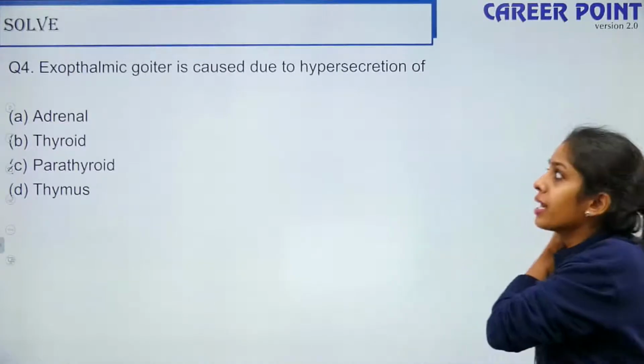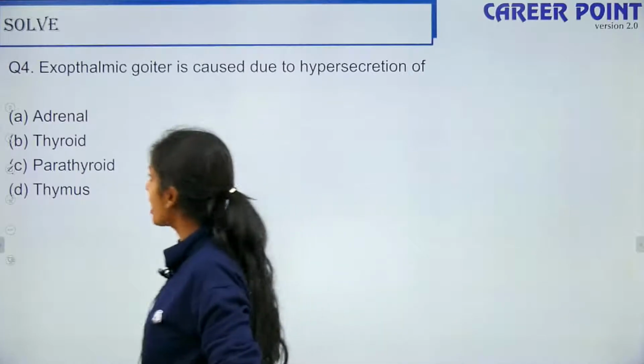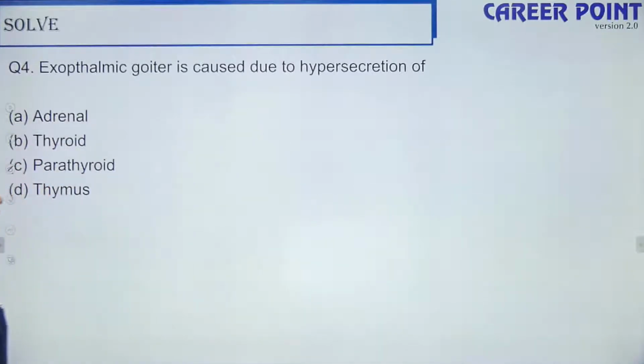Yes, exophthalmic goiter is caused due to the hypersecretion of adrenal gland, thyroid gland, parathyroid gland and thymus gland. So which one is the right answer here?